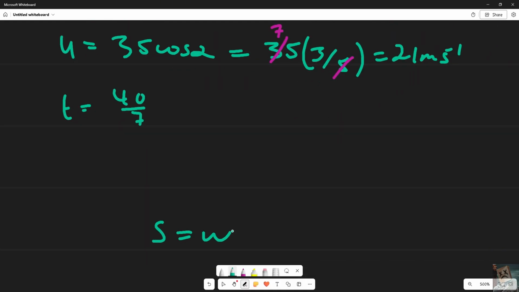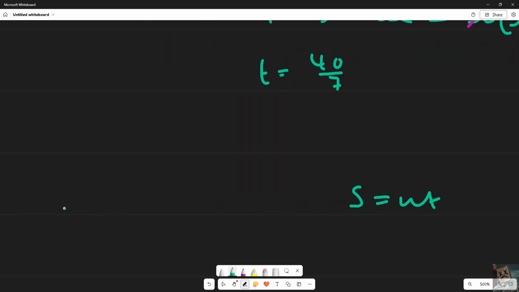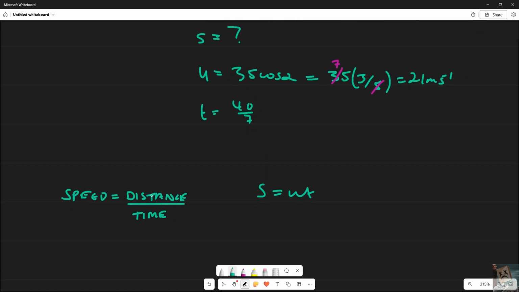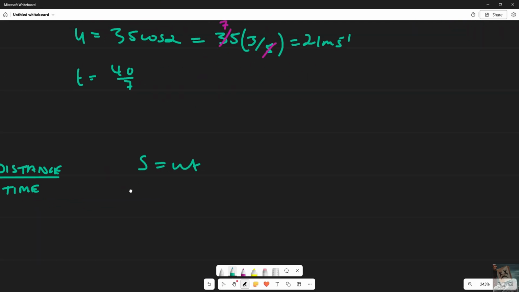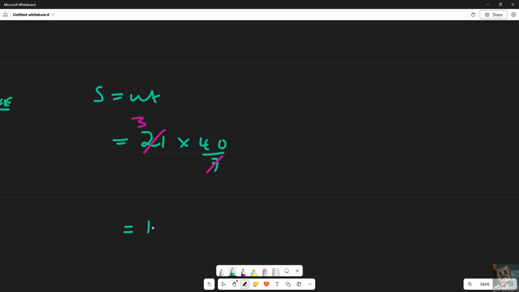So s equals ut. You probably know that, or if you don't, and you're wondering where I got it from, just think about velocity, or here it would be speed because we're horizontal. So speed equals distance over time. So if you want a distance, you times the time over. So then we've got s equals ut, which is 21 times 40 over 7. 21 divided by 7 would be 3. So we've got 3 times 40, which is 120 meters.